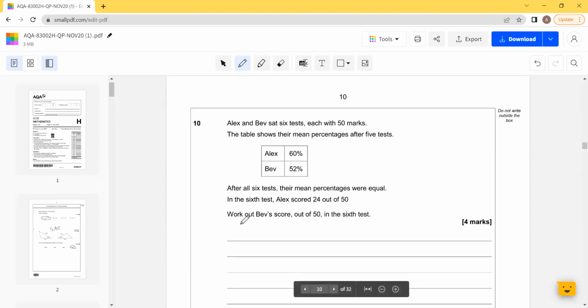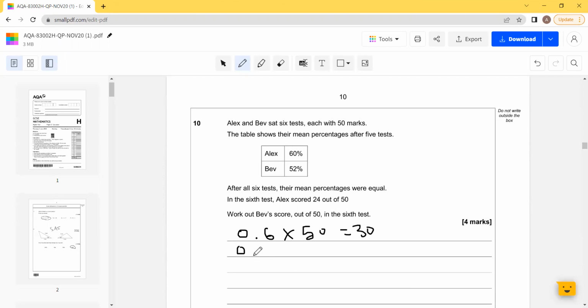Okay, so if we do 60% of 50, we get 30. And if you do 52% of 50, we get 26. So these are the average scores for the first 5 tests. So this is the average of 5. So on average, Alex is getting 30 and Bev is getting 26.